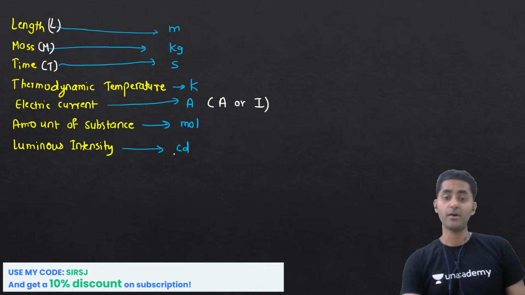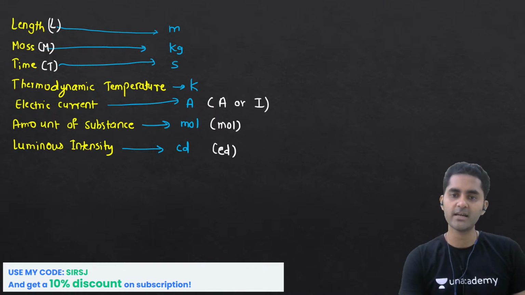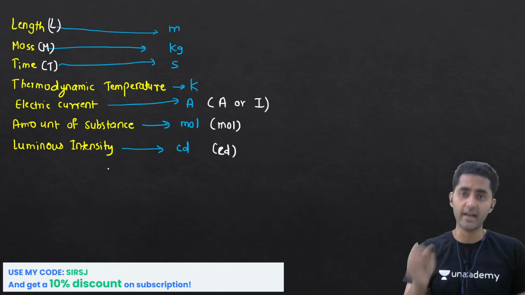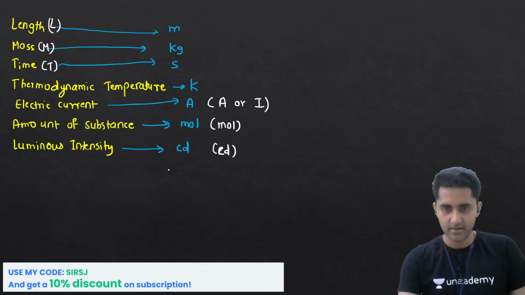Okay. Amount of substance we use MOL, mole, and for luminous intensity we use candela. So see, these are the symbols that we are going to use in dimensions for length, mass, time, and all these quantities. Okay. Now let's start.